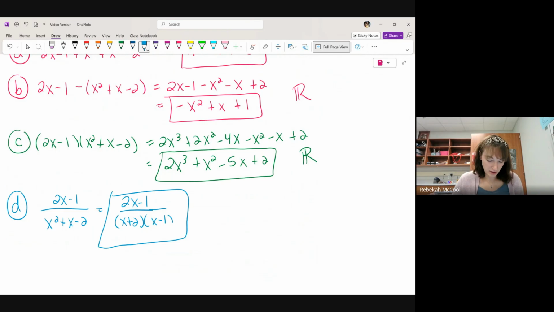There is our quotient. So now we are going to have domain issues, though, because I have those two pieces, those two factors in the denominator. I know that both of those cannot be equal to 0. So that means x can't be negative 2 and x can't be positive 1 would be my domain for this guy.